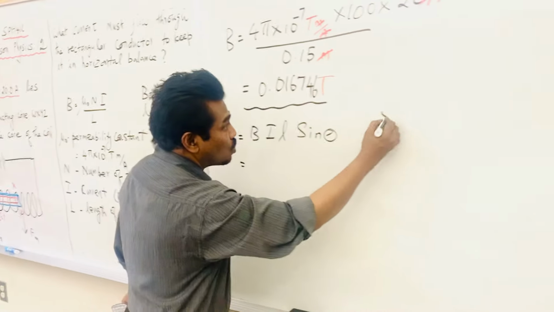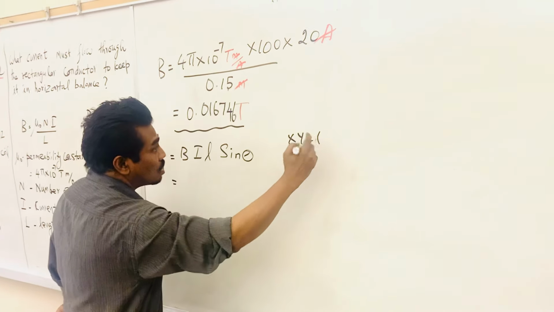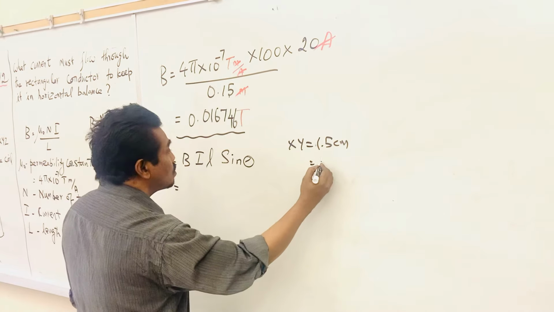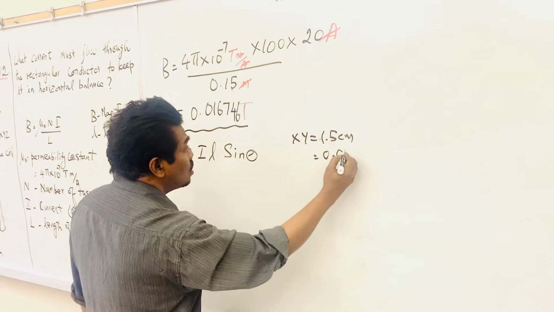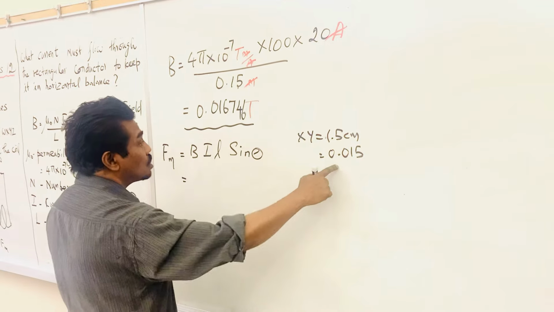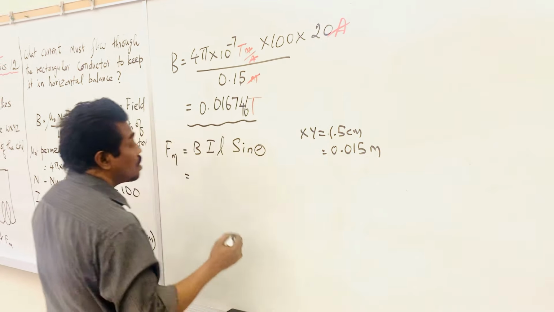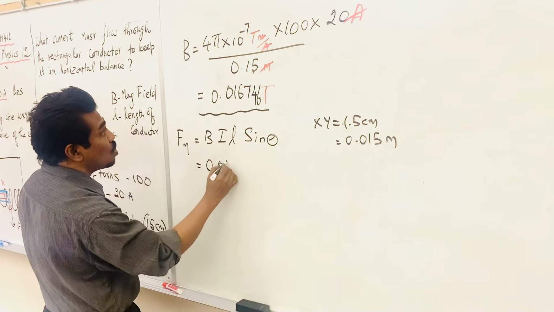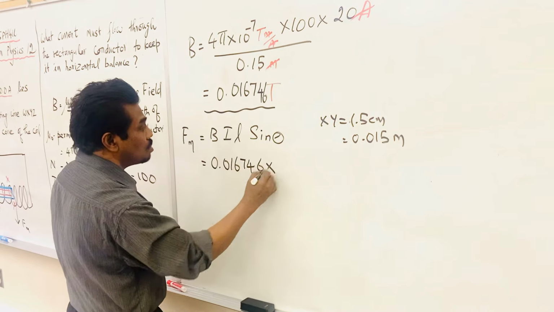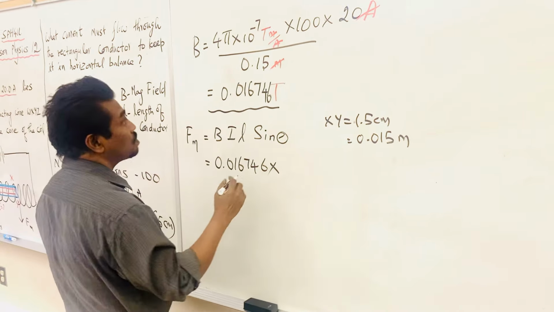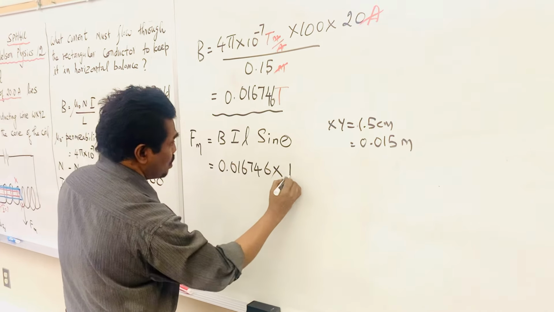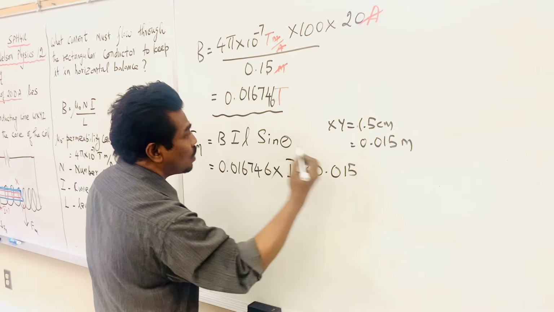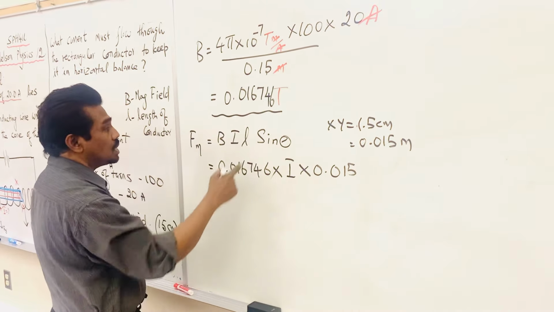XY, 1.5 centimeters, is not our unit, so we divide by 100 and it will be 0.015 meters. B we already calculated, so we can use this value, 0.016746, times the current, which we have to find, let it be I, and the length will be 0.015, and that angle theta.